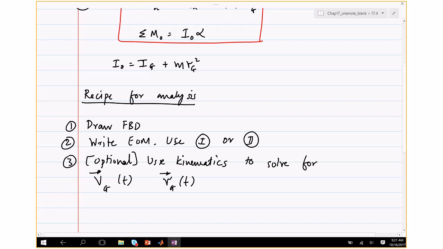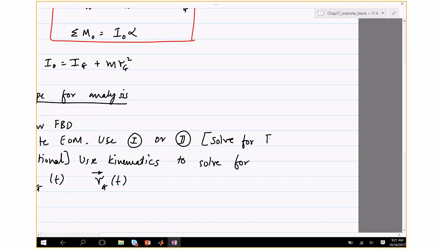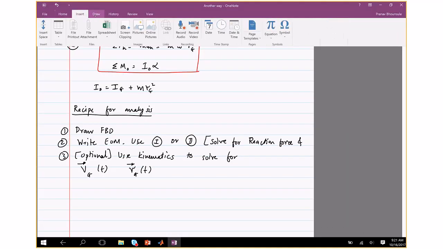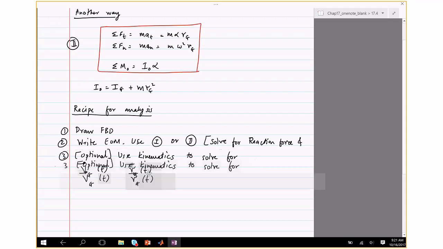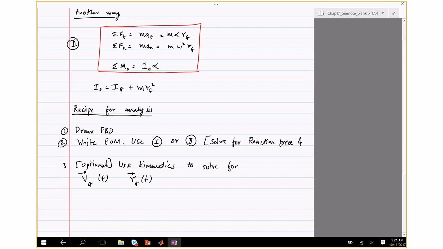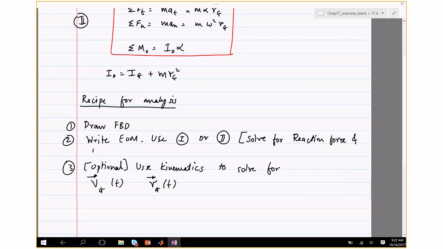So usually the second step gives you, you solve for either the reaction forces and linear and angular acceleration. So draw the free body diagram, use the equations of motion, and you use them either to solve for reaction forces, that could be one of the things asked, but most certainly will ask you to find the linear and angular acceleration.